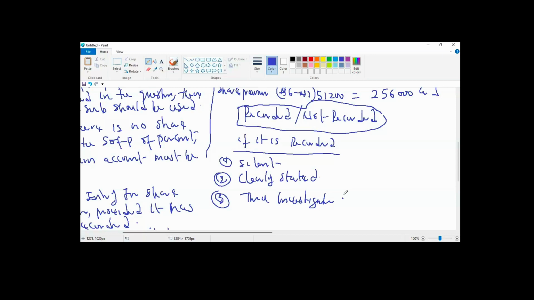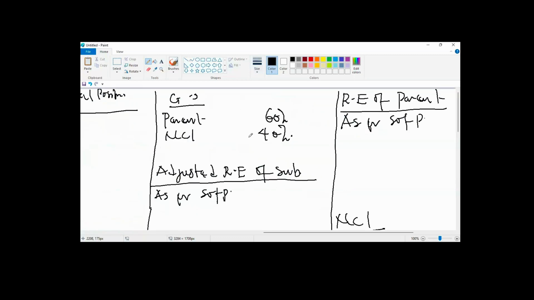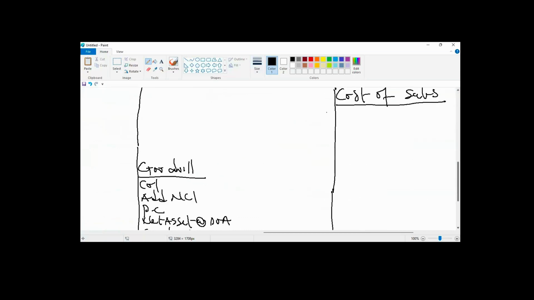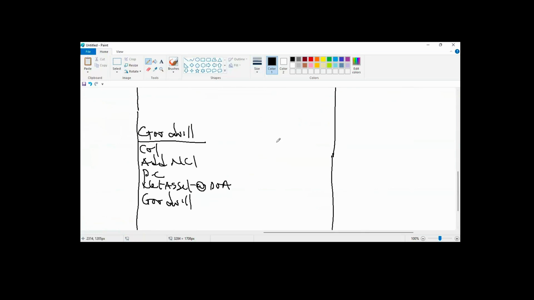I said 3 things. We will investigate and you will know. In the non-current assets, they did not put anything. It has not been recorded. What is my duty when it is not recorded? Cost of investment debited, in my goodwill calculation, 307,200. Equity shares credit.